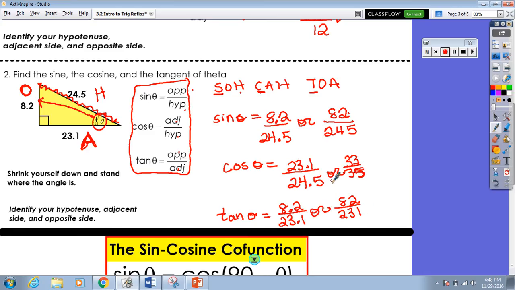So either one of these could be my answer, and the reason why we are always simplifying is so that when you're looking on your CDA or on your quiz, if you do not see an answer choice that looks like this, 8.2 over 24.5, then I'm looking for the simplified answer, which is 82 over 245. They will probably always simplify and make sure that their answer has been simplified. So you want to make sure you do the same thing so that you feel confident and you know what you're doing. Okay? That concludes an introduction to our trig functions. That is part 1 of today's lesson.